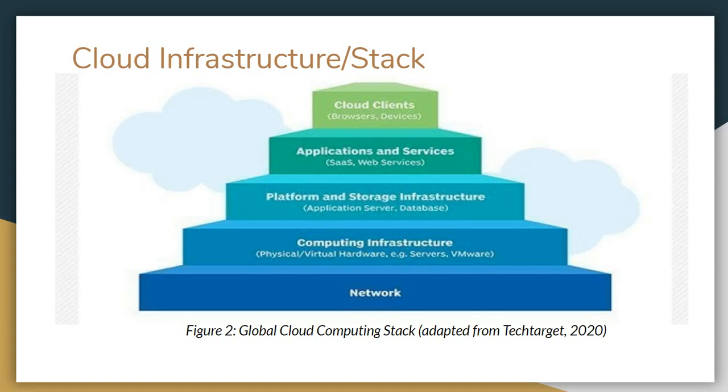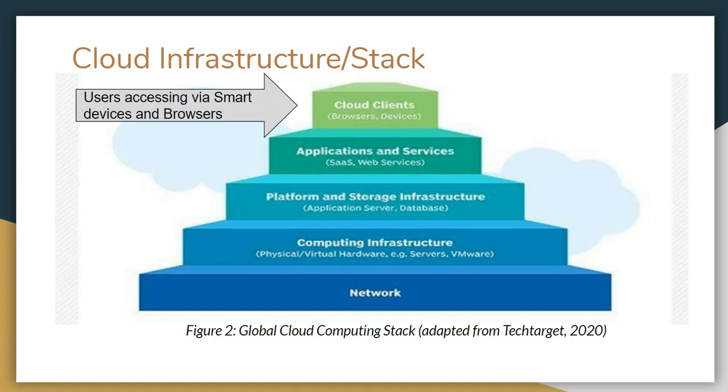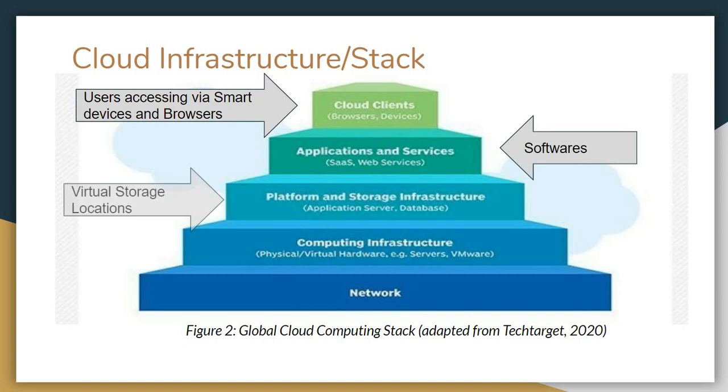Now, this is what we call the global cloud computing stack, or the cloud infrastructure, which is made up of 5 layers. At the topmost layer, you have the cloud clients, where client users can access the cloud facilities using their smart devices, like their handsets, laptops, desktops, and the rest of them, and also can access using browsers. The second layer is what we call the applications and services layer, which is a collection of software applications that are used to access the cloud services.